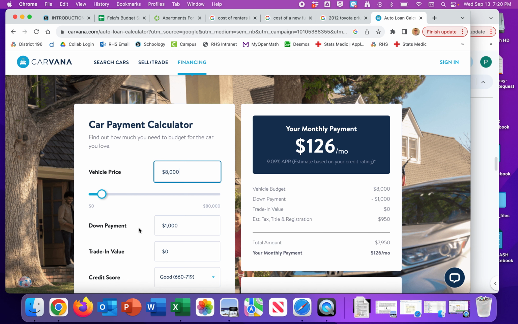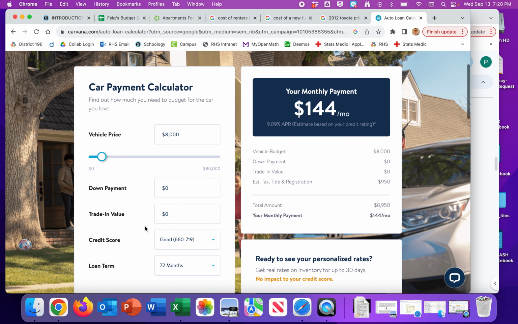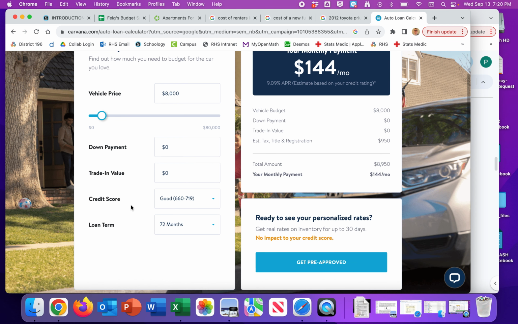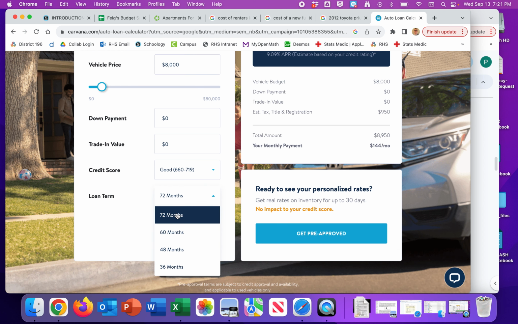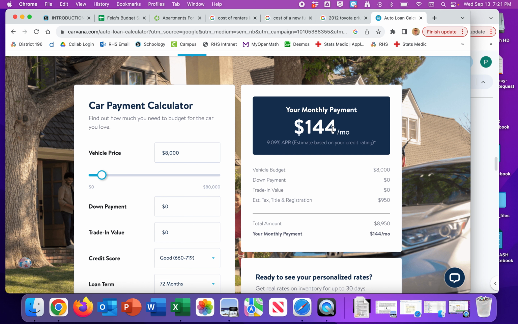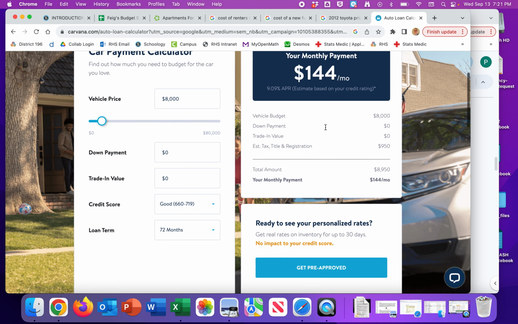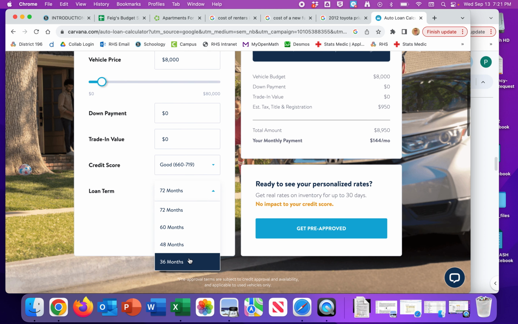Okay. Down payment, I don't have any money, so I'm going to say no down payment. Trade in, I'm not trading a car in. My credit score, let's just say it's good. And the loan term, the longest term here is 72 months, which is 6 years. This is 5 years, 4 years, 3 years. This will make it the cheapest. So let's say 72 months. And there's your payment, $144. If you go to 36 months, you pay it off faster.